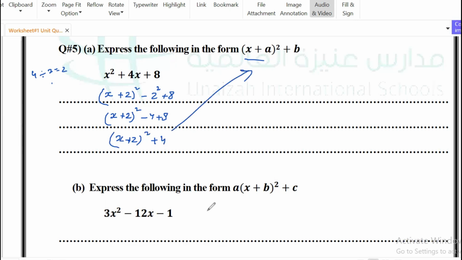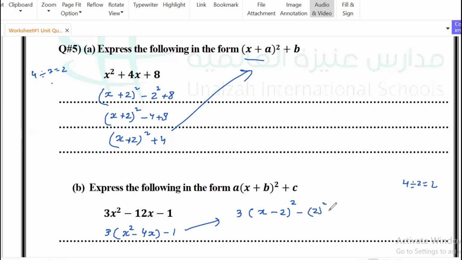And the next one, if you check carefully, we have the value before x square is 3, and it is not a square number. So the first thing is we will take common this 3. 3 and then x square minus 3 fours are 12. Yes, so 4x minus 1. And then we will see what is the half of 4. That means again 2. So we will try to complete the square. It is 3 x, and remember that here we have minus, so write minus, and then we can say that here minus 2 square as well.